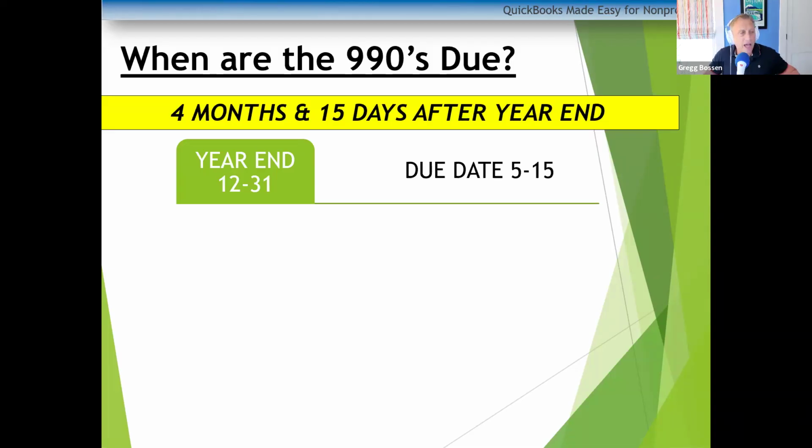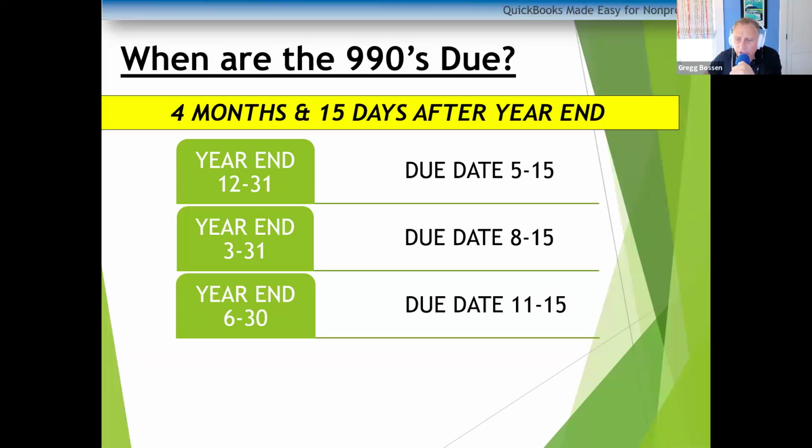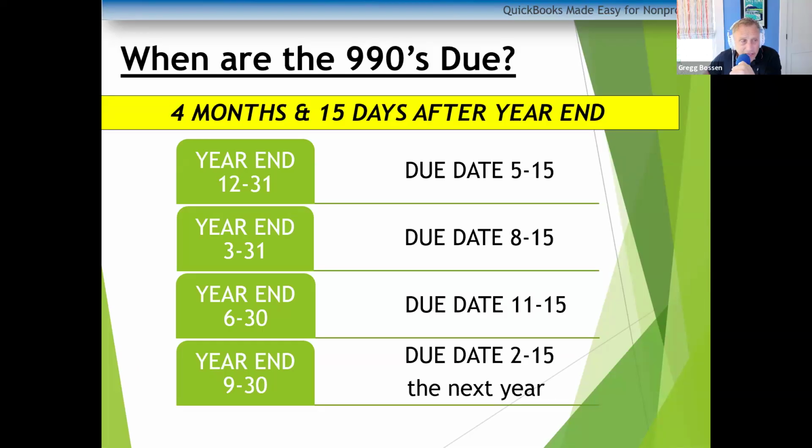Okay. People are freaking out about this fundraising and admin percentage. Let me just tell you, as long as your program expenses are at least 75% of the total, really 70, I don't care how you break out admin and fundraising. Nobody's going to care. So it's fine. There's not a preferred percentage, Shannon. All right. If your year end is 3/31, you go 4 months and 15 days, due 8/15. If it's 6/30, due 11/15. If it's 9/30, it's due 2/15 of the next year.